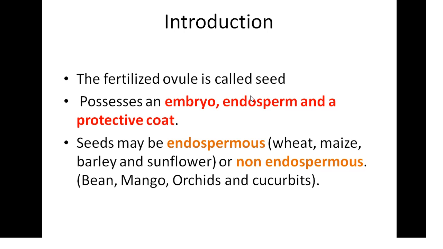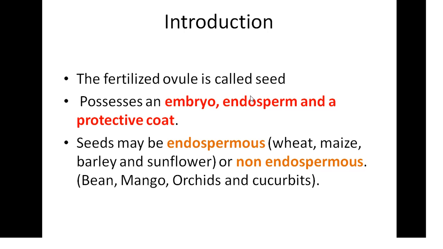What is the function of the endosperm? Why am I stressing it a lot? It is very important. It gives nutrition to the growing embryo. The embryo is always in the middle part of the seed, and that embryo is surrounded by the endosperm. The endosperm's role is to give nutrition to the embryo. Around the endosperm is the protective coat. Seeds again may be of two types: endospermous and non-endospermous.